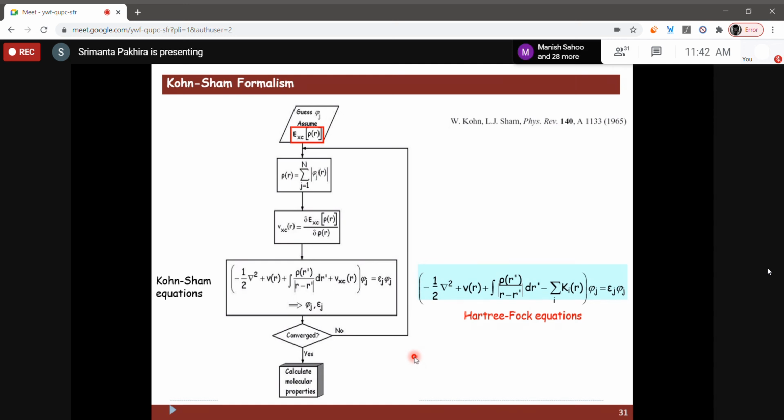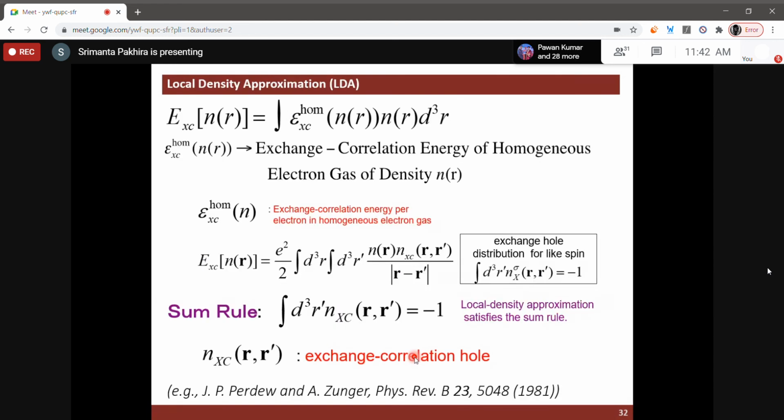Whatever A, B, C, D, we need this. We need the optimized geometry. If you don't have the optimized geometry, there is no meaning of calculation. That, in 1965 Kohn-Sham proposed, is called the flowchart of the Kohn-Sham formalism. Okay, and this is basically density functional theory, I am done.